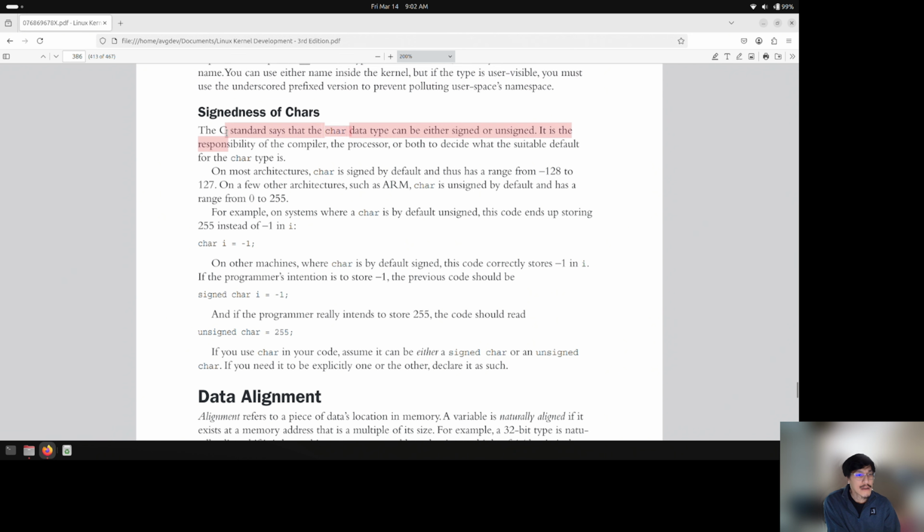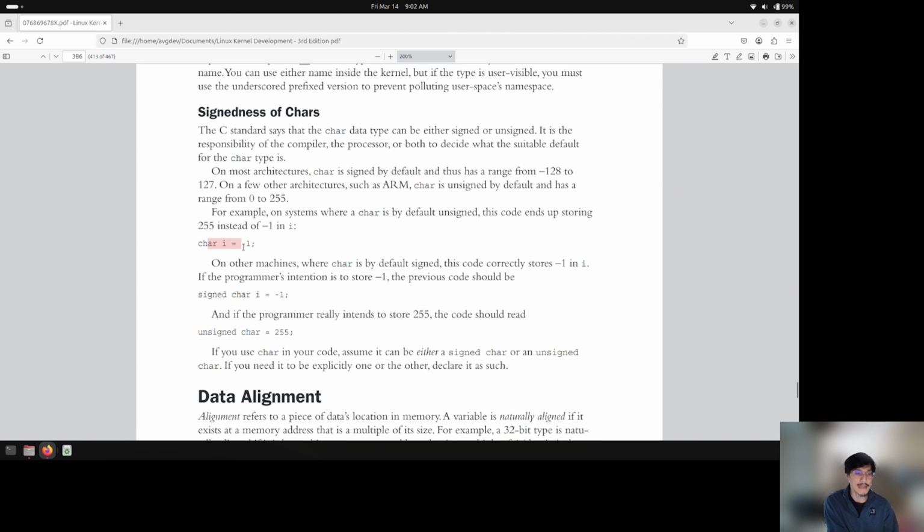Signedness of chars. The C standard says that the char data type can be either signed or unsigned. It is the responsibility of the compiler, the processor, or both to decide what the suitable default for the char type is. On most architectures, char is signed by default and thus has a range from -128 to 127. On a few other architectures, such as ARM, char is unsigned by default and has a range from 0 to 255. For example, on systems where char is default unsigned, the code ends up storing 255 instead of -1 in i.